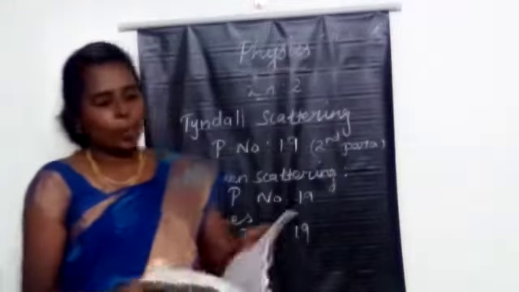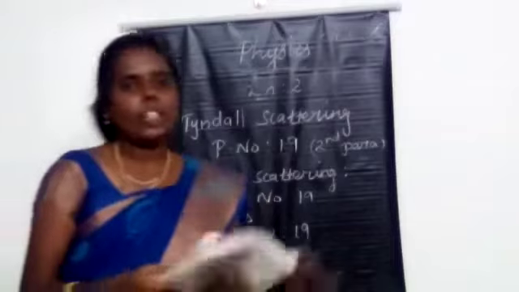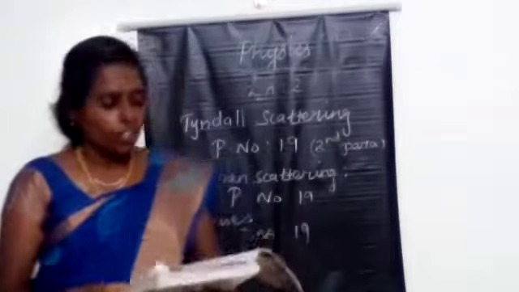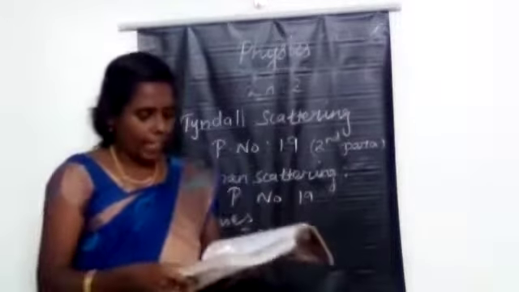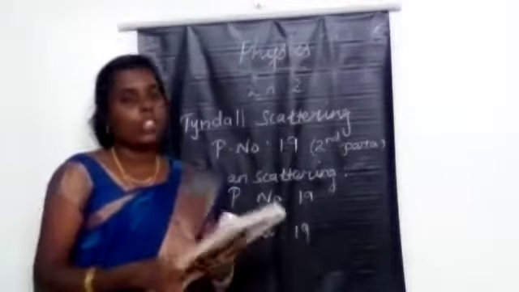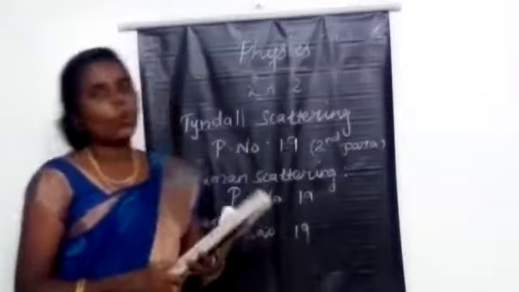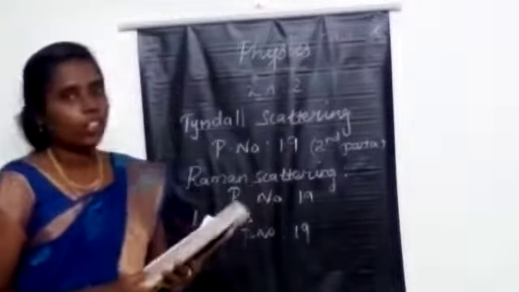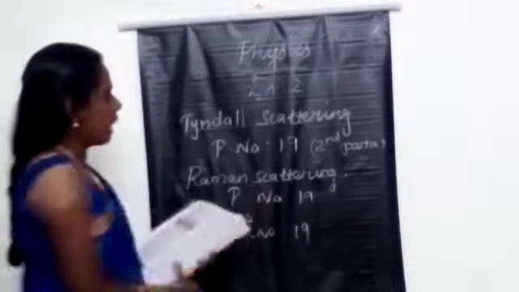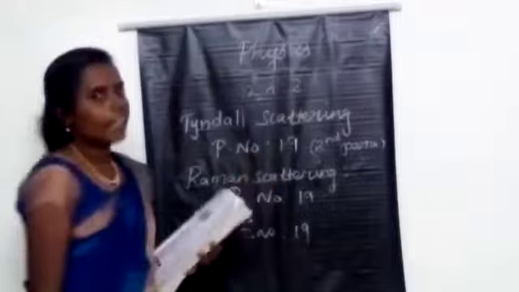Now all of you take your book and just mark what we learned till now. Okay. So all of you take page number 19. The first question today: we learned what is Tyndall scattering. So mark this question, Tyndall scattering, page number 19, second paragraph.